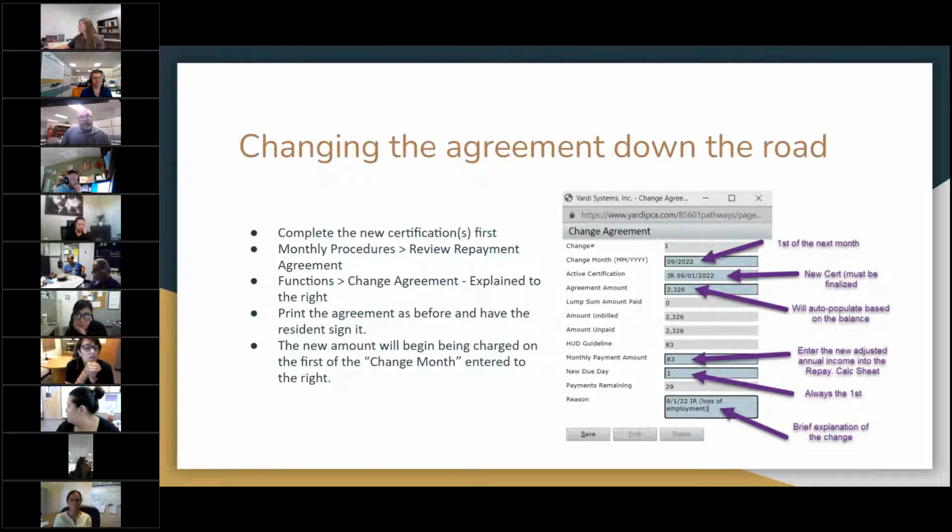Now here's where we get to changing it down the road. Any questions though on what we just saw? Okay. Changing the agreement down the road.